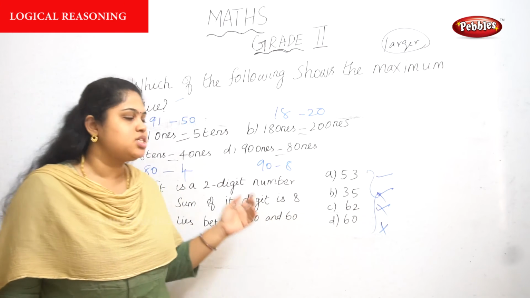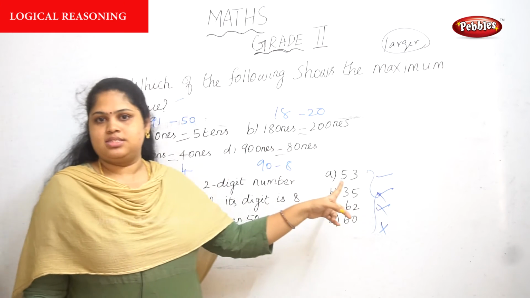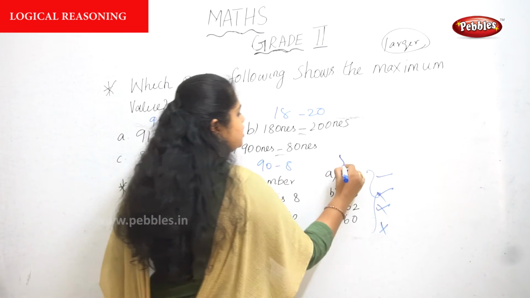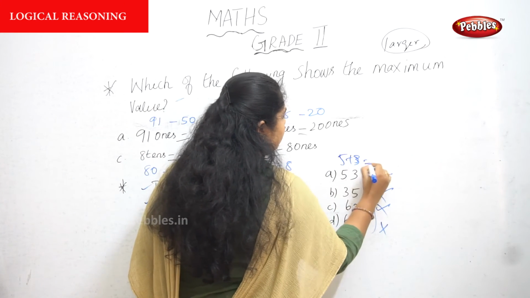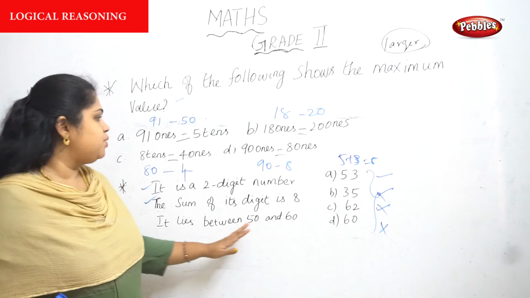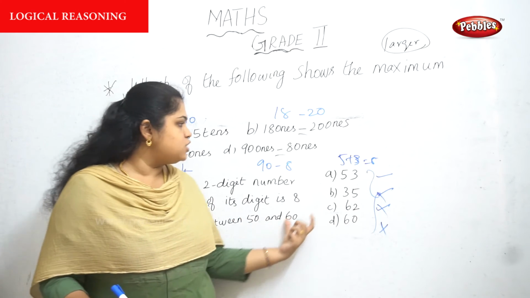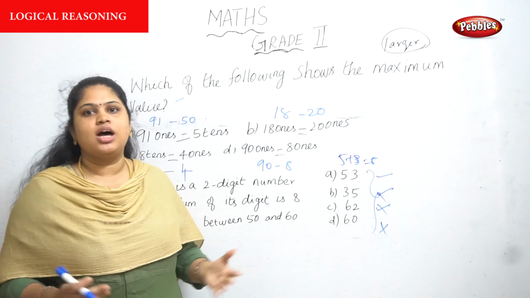What are the 3 conditions? It's a 2-digit number. Yes, it is. The sum of the digits is 8. Yes, 5 plus 3 is 8. It lies between 50 and 60. Yes, it lies between 50 and 60. So the answer is 53.